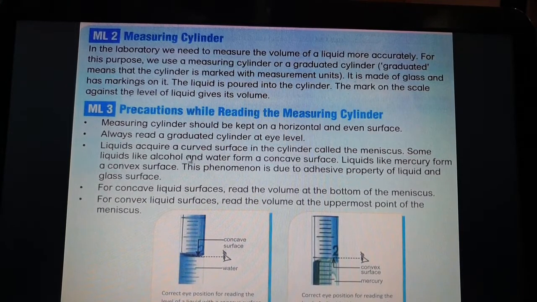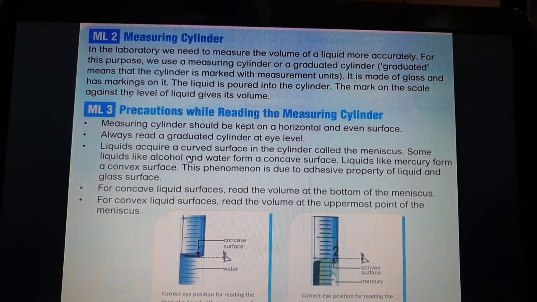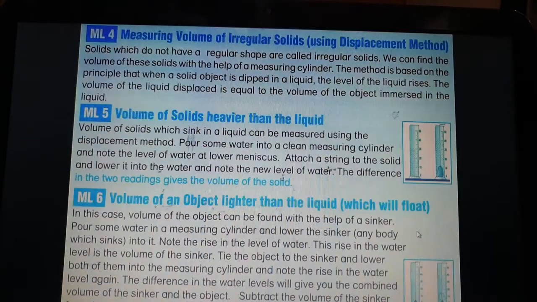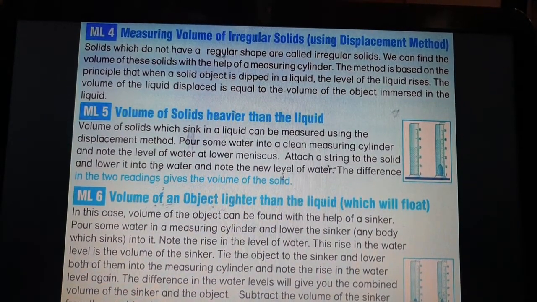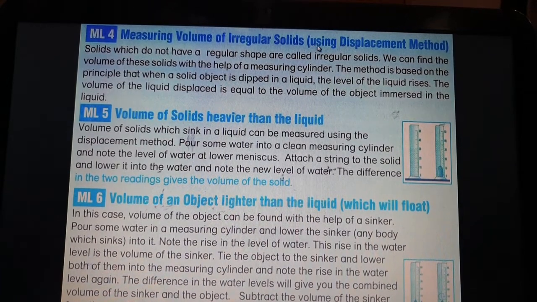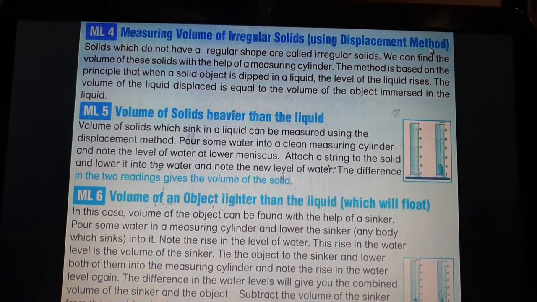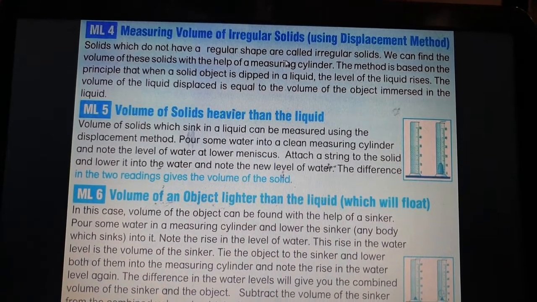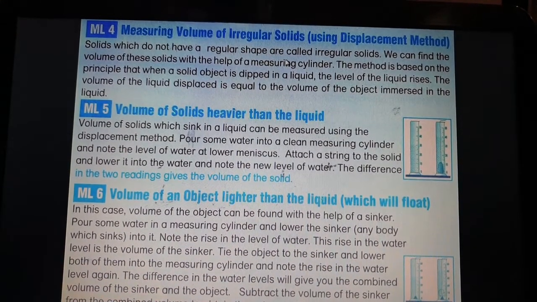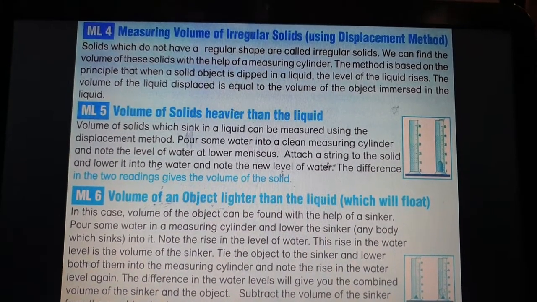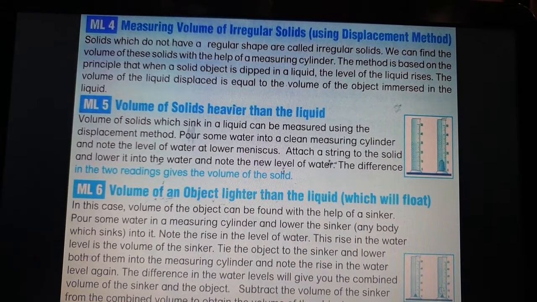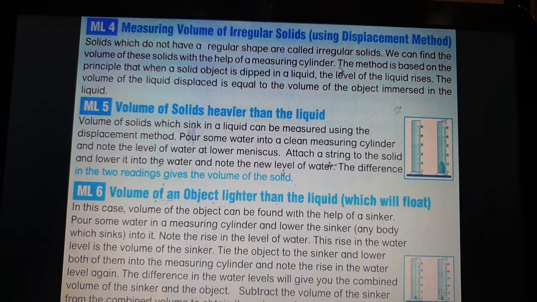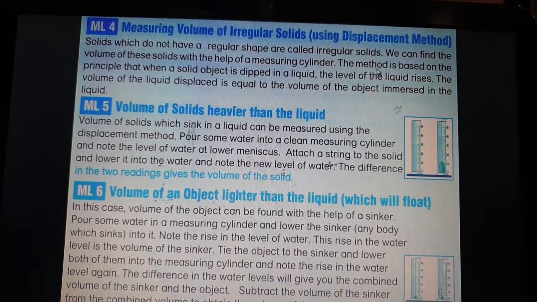So these are a few of the precautions which have to be taken while using the cylinders in the laboratory. Next, measuring volume of irregular solids using the displacement method. Solids which do not have a regular shape, solids meaning which are very hard. We can find the volume of such solids with the help of a measuring cylinder.